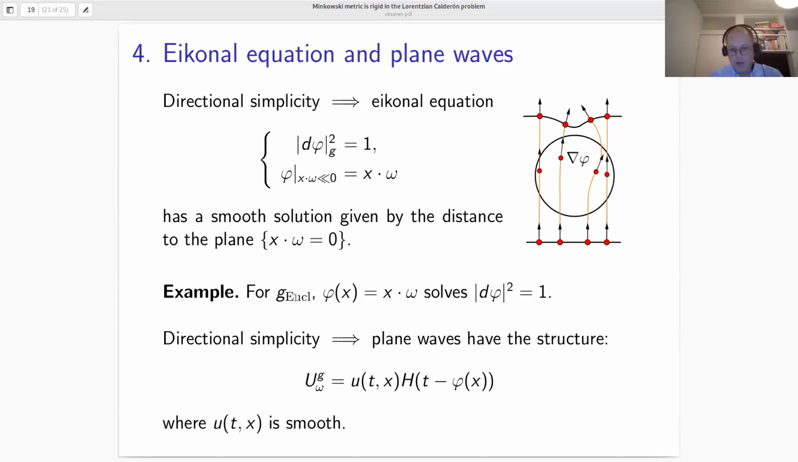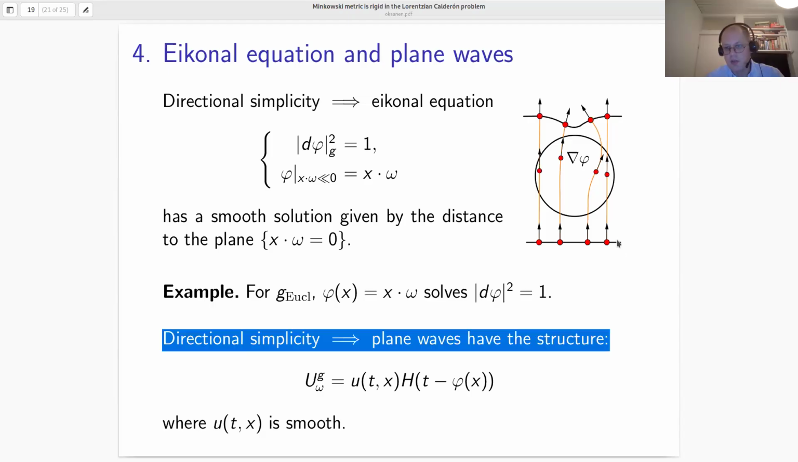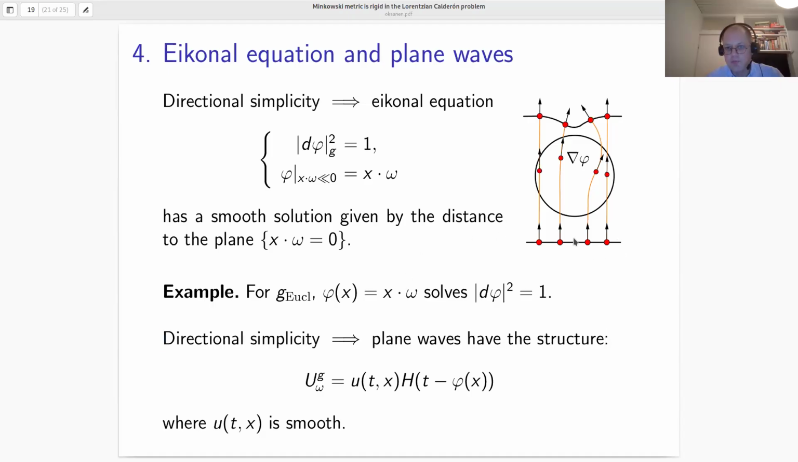And maybe it's also a good idea to have this example in mind: if the metric is indeed Euclidean, then the unique solution to this equation is just this Euclidean distance. Okay. So this is a classical result, but if you think about this directional simplicity as saying that the boundary normal coordinates from this plane are global coordinates, then it's pretty clear that the distance function to this plane must be smooth, and then it's easy to check that it satisfies this equation.